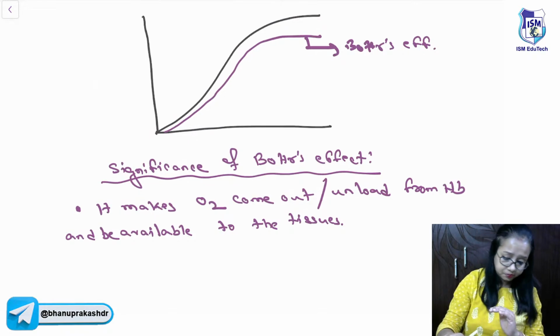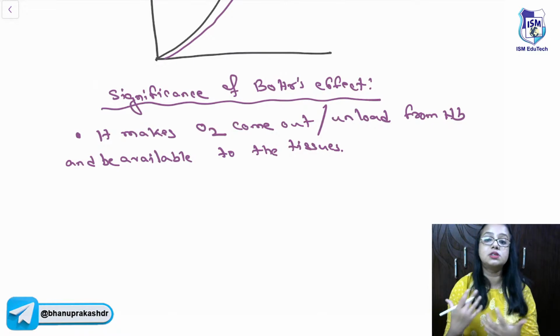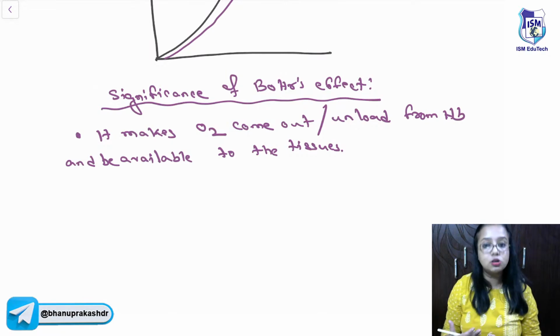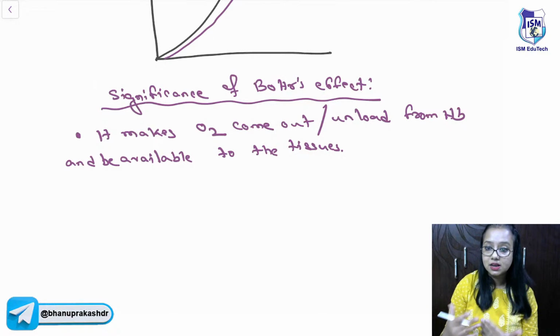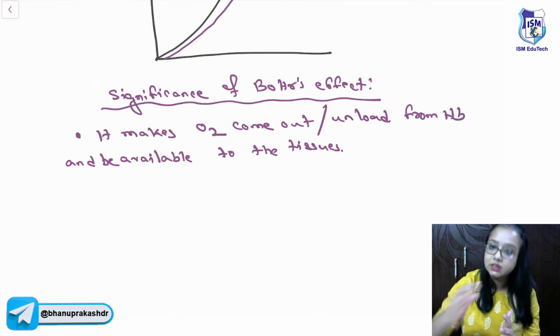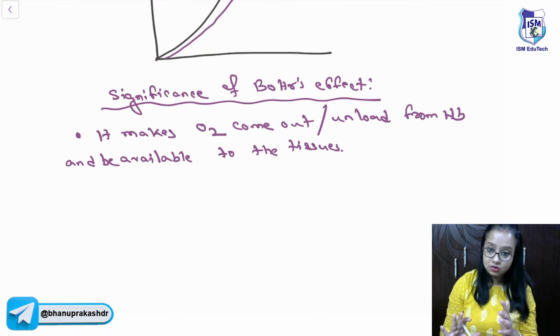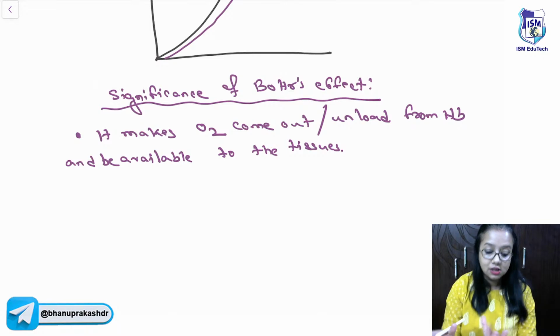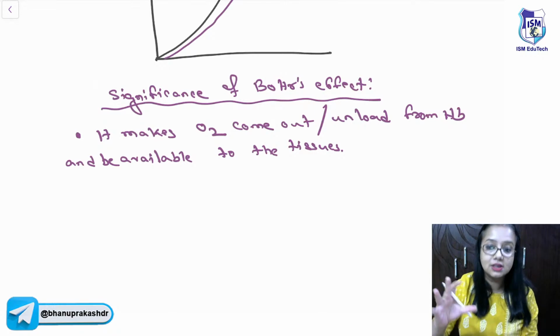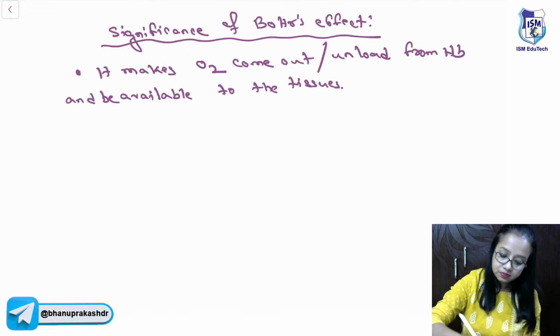So if there is a condition that the tissues are suffocating, tissues are going into hypoxia, they need oxygen for their survival, for their metabolism, then where will the oxygen come from? A human being cannot understand the need, right? So it is the hemoglobin that will let out its oxygen and give it to the tissues, so that the tissue can carry out its metabolism and does not go into hypoxic condition. So it is because of the Bohr's effect that the tissues can get oxygen in time of need. Now what are those conditions?